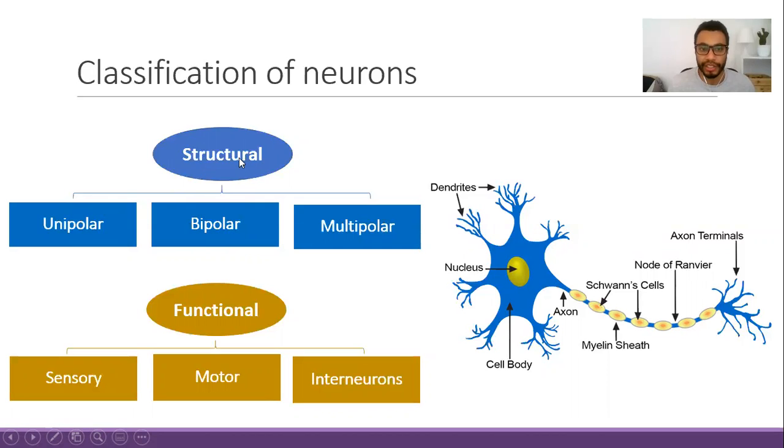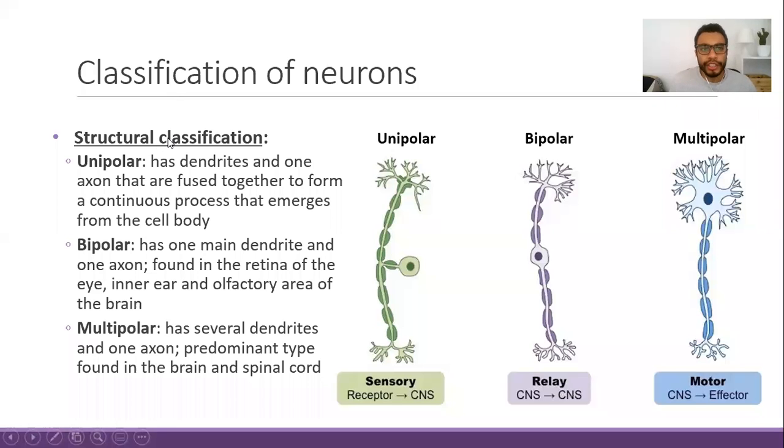According to their function, there are sensory neurons, motor neurons, and interneurons. The structural classification is based on the location of the cell body. As you see here, this is the cell body, cell body, cell body. So it is according to the location of the cell body and also according to the number of dendritic terminals.